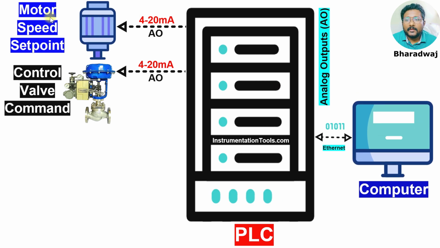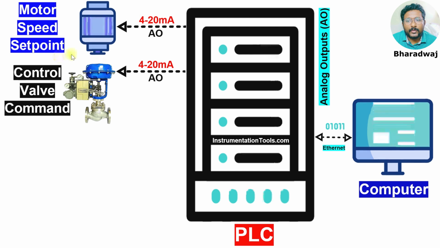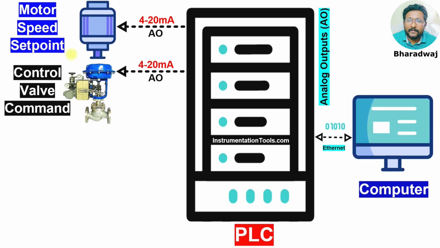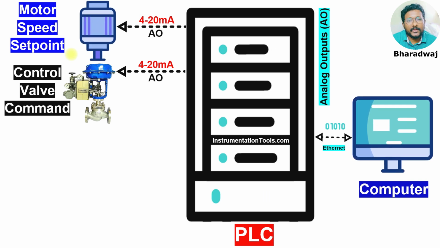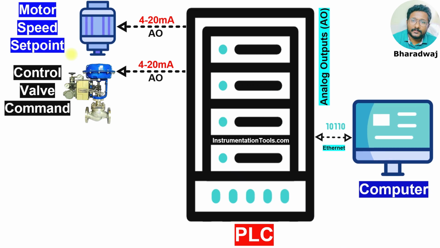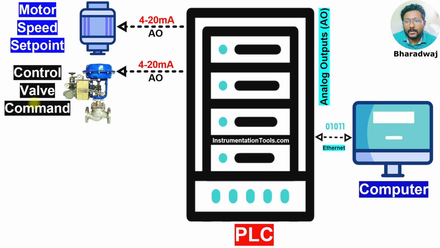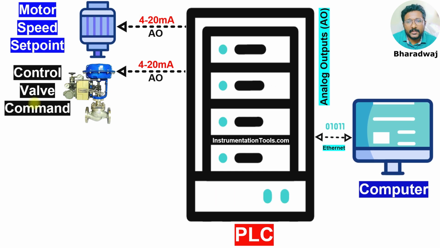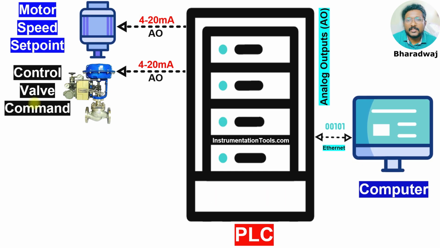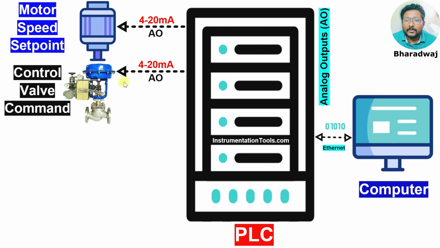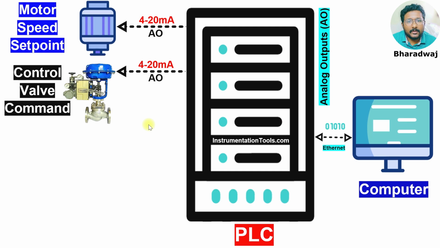Okay, the motor speed set point, it is a command. The PLC is commanding the VFD drive that this is the motor speed you have to maintain. Similarly, this is the control valve command: this much percentage you have to open or this much percentage you have to close. So all these are analog outputs.